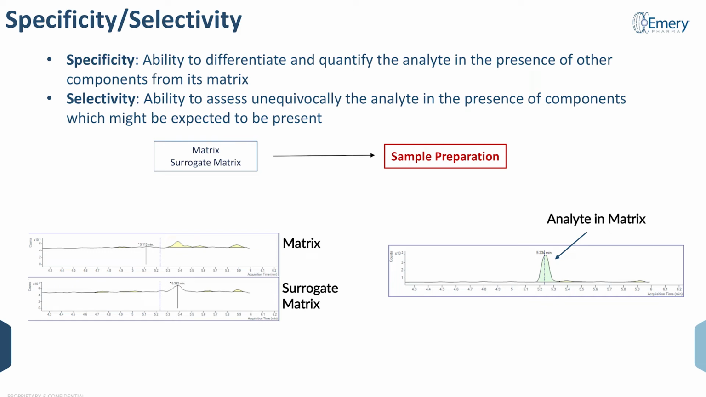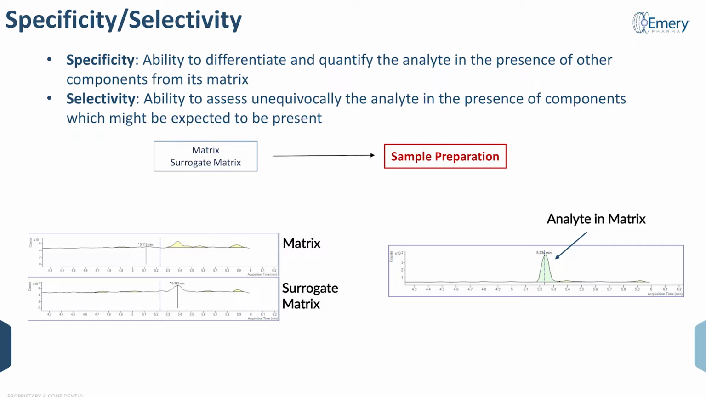So moving forward, we're now going to talk about each of those different parameters and how they can be applied when using a surrogate matrix for method validation. So specificity is the ability to differentiate and quantify any analyte you're interested in the presence of other components within the matrix. Right? We talk about these different matrices having different things. This is a way to separate and distinguish your analyte from those that are endogenously in the matrix.